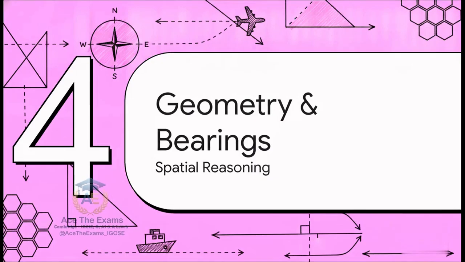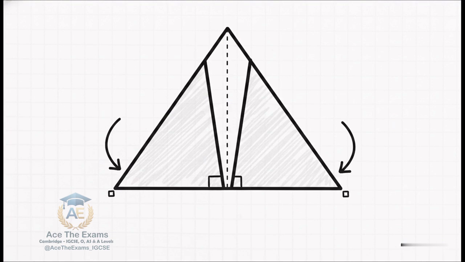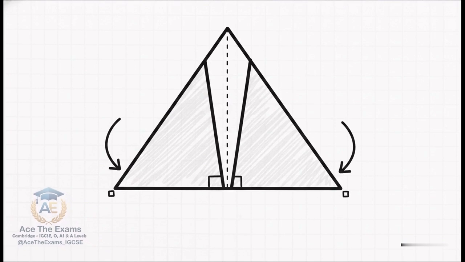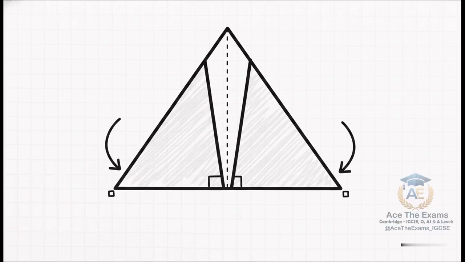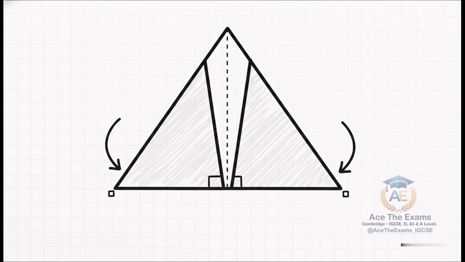Section 4. Geometry and bearings. Let's shift our cognitive focus over to spatial reasoning and shapes. Now, what's really interesting about this specific exam question is how it forces you to layer multiple concepts together. We aren't just plugging into one formula, we have a sequence to follow. We have an isosceles triangle with a base of 10 centimeters and a total area of 60 square centimeters. Our ultimate goal is to find the perimeter.